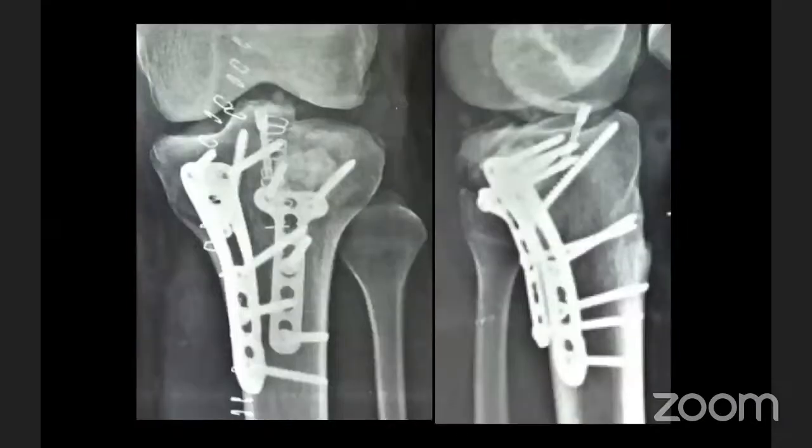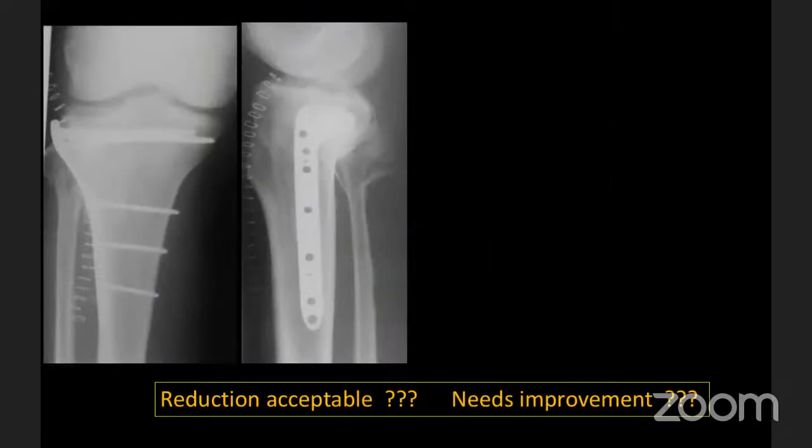So this is the post-op X-ray. I did ACL also here, small fragment, so Ferber screw, patient को supine करके कर दिया था. Another one. Now we will go to lateral condyle comminuted fractures. This is the plating that was done for a comminuted lateral condyle, acceptable or needs improvement.